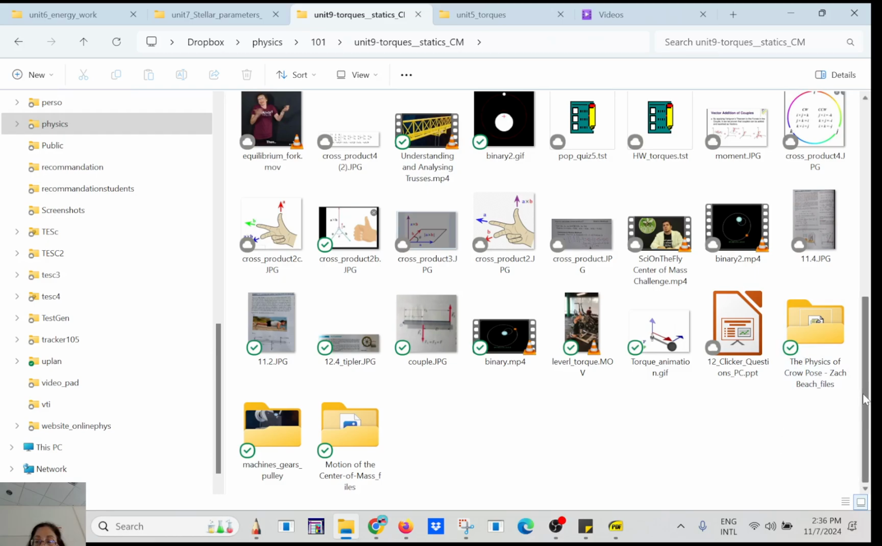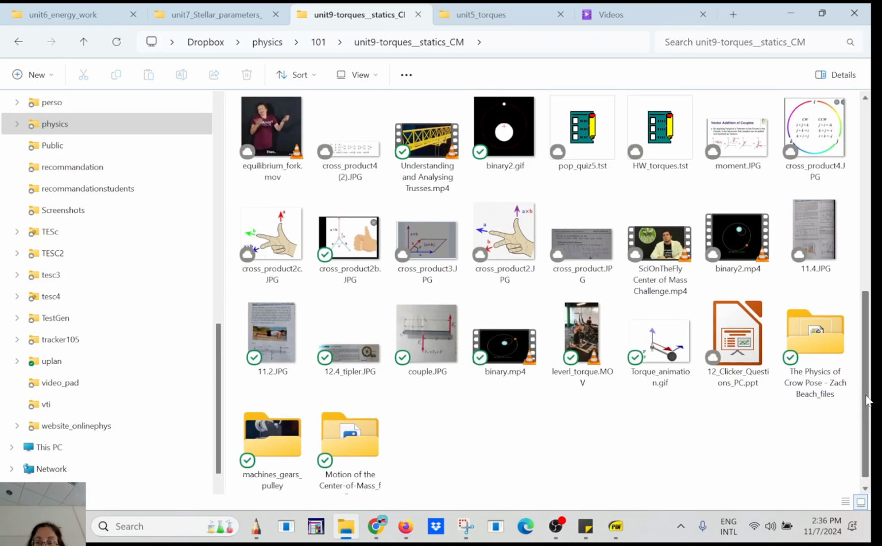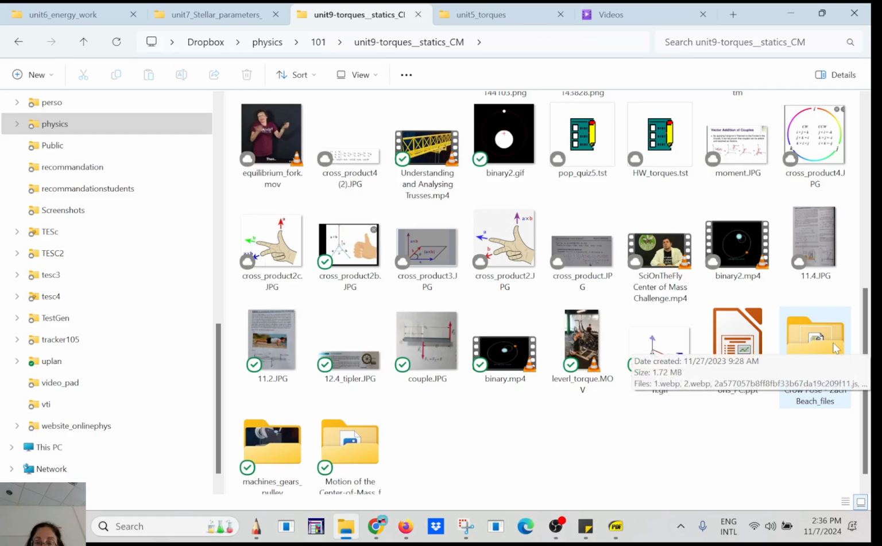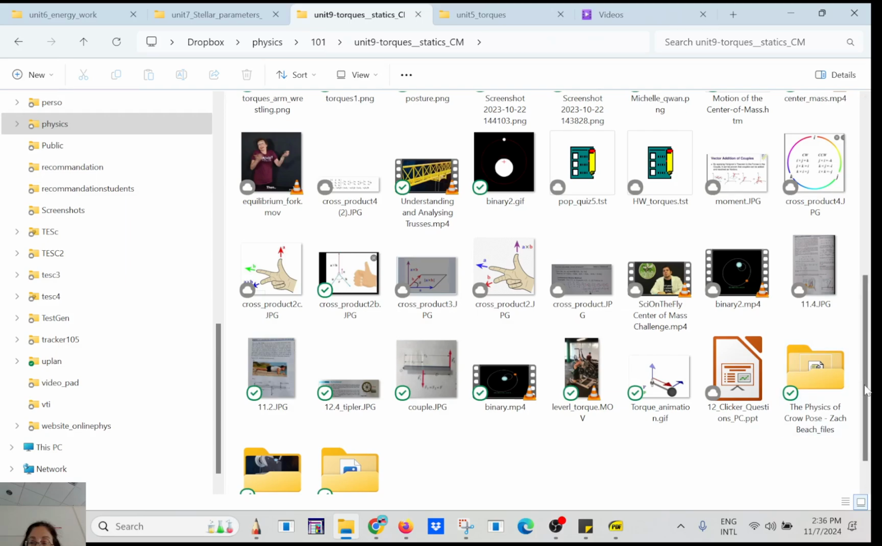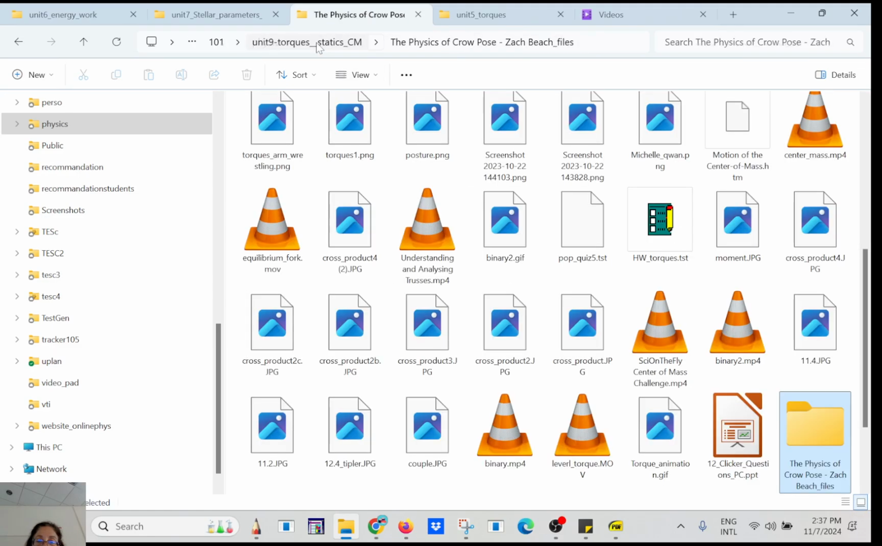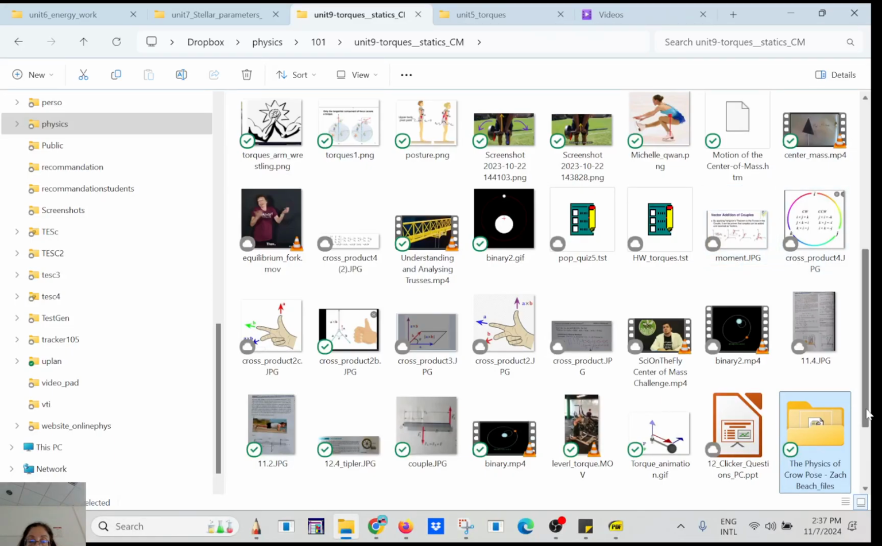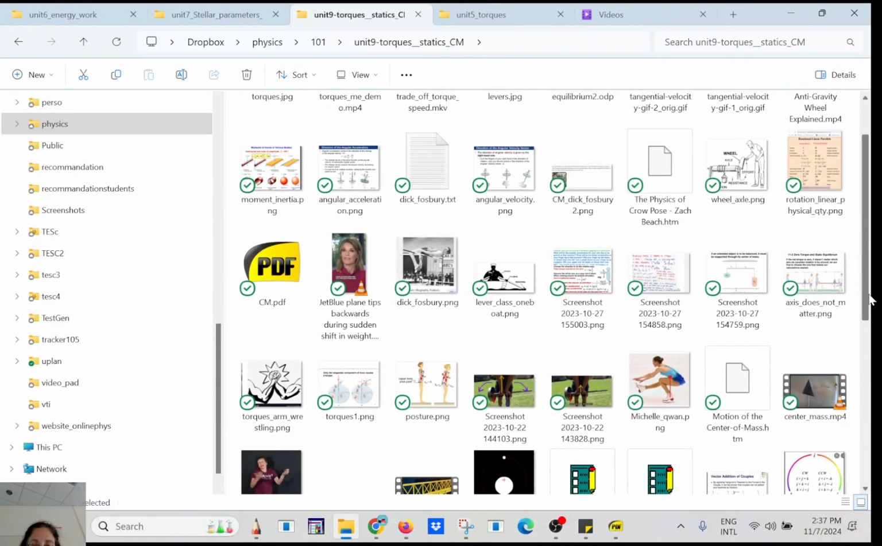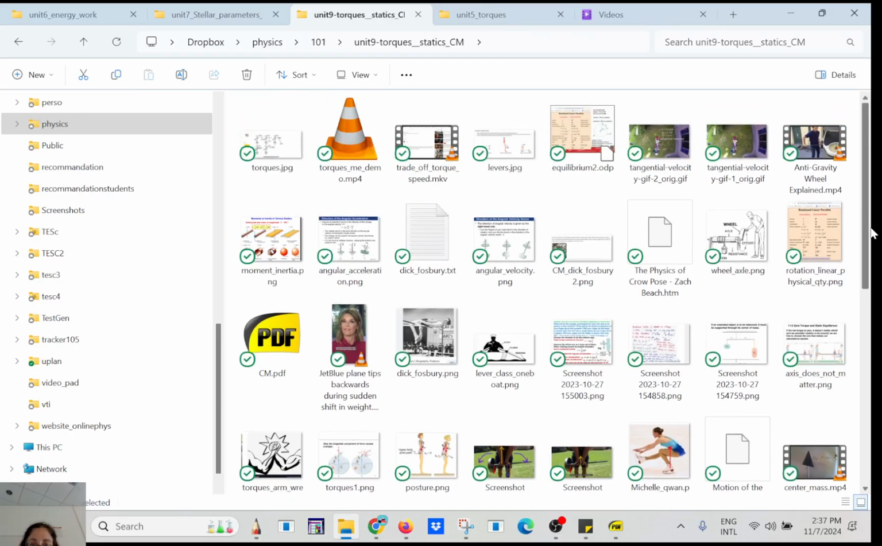The physics of crowbar. Do you see that somewhere? The physics of crowbar issue here. Yeah, but where is it? That's the file, but I need the website. Must be the physics of crow pose. Second row. Oh, thank you.